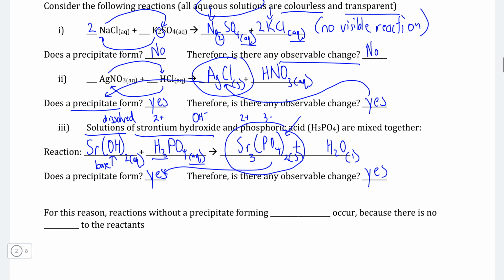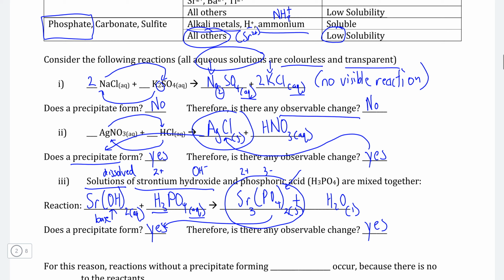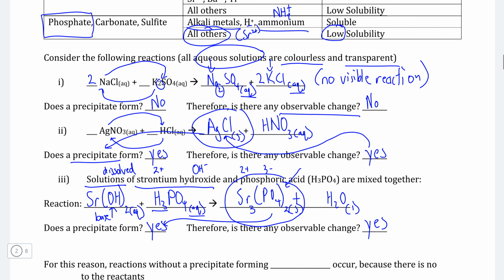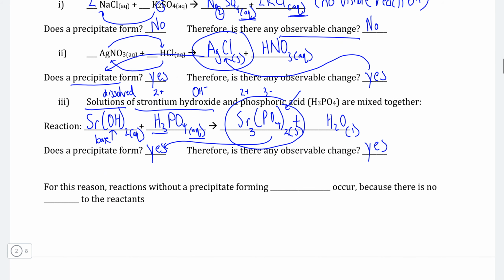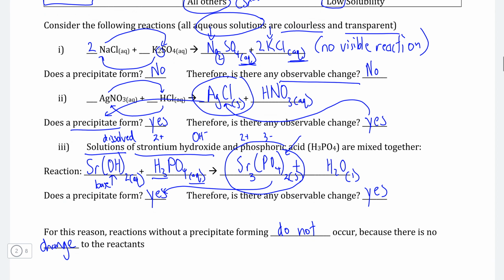Now, because of the fact that, number one, ionic solids dissolve and the ions separate when they are put into water, there is no visible reaction if the products are also completely soluble, because all of the ions would stay separate within the solution. But when a precipitate forms, that isn't actually true. And the conclusion that we can say is that reactions without a precipitate effectively do not occur, because there is actually no change that occurs to the separate dissociated ions in the reactants.